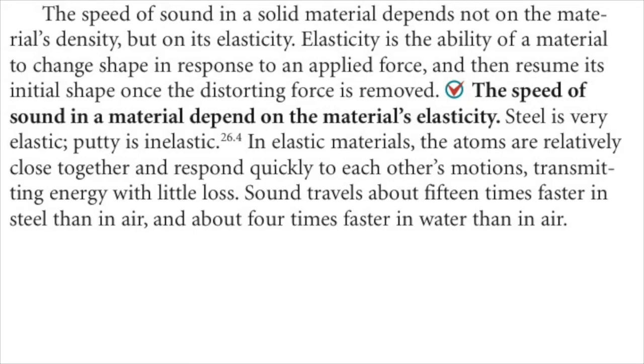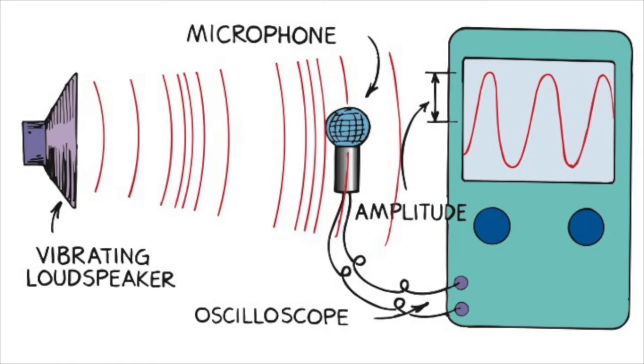In figure 26.7, the loudspeaker at the left is a paper cone that vibrates in rhythm with an electric signal. The sound sets up similar vibrations in the microphone, which are displayed on the screen of the oscilloscope. The wave on the oscilloscope reveals information about the sound.